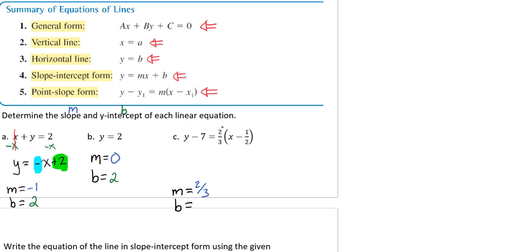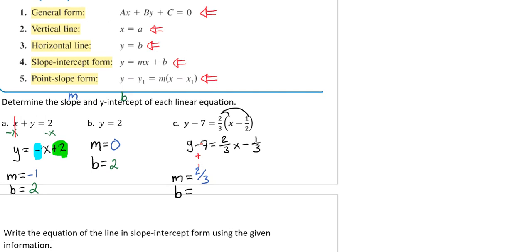To do that, we're going to distribute our 2/3, and that's going to give us y, oops, let's try that again. Let's go underneath it. y minus 7 equals 2/3 x minus 2/6. But we can reduce 2/6 to 1/3. So we'll go ahead and do that, 1/3. Then we're going to add 7 to both sides to move the 7 over. And that's going to leave us with y equals 2/3 x.